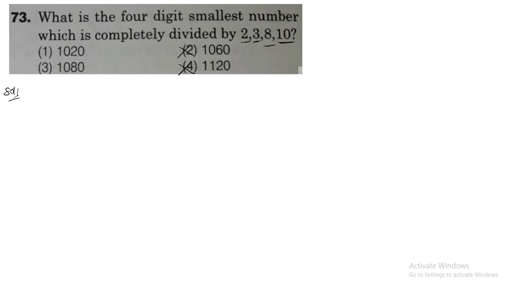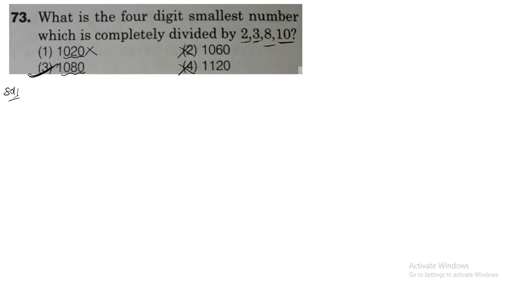Next, divisibility by 8. For divisibility by 8, we need to see the last 3 digits. Here 20 is not divisible by 8. Hence, option 3 is my answer. So by using option verification, you can directly get the answer.